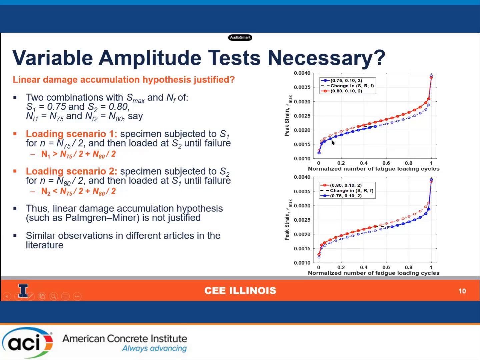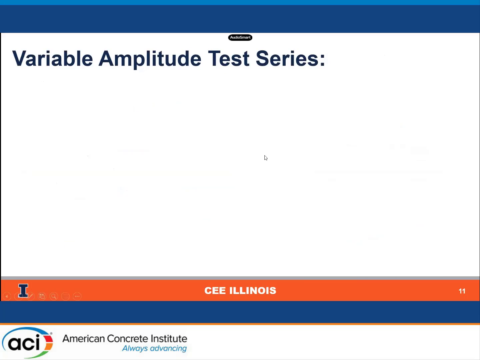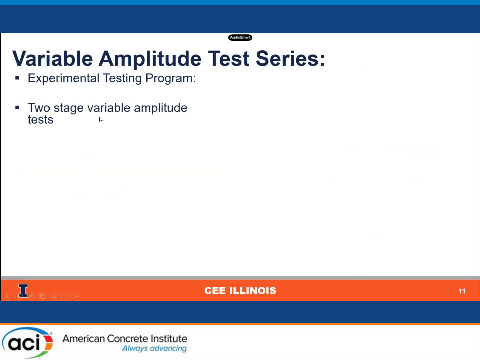And similar behavior is observed by other researchers in literature, where if a smaller level was applied first, followed by a larger level, the total number of cycles would be greater. On the other hand, if a greater stress level was applied followed by a smaller one, the total number of cycles was lower. So this led us to believe that yes, variable amplitude testing was required. So we came up with a testing program.